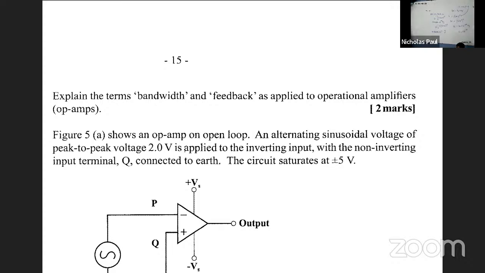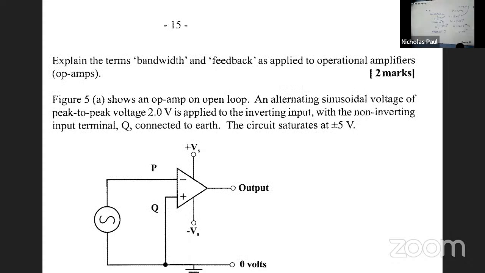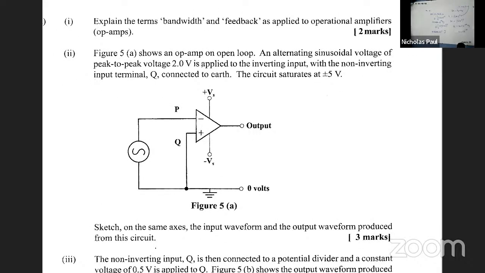And what does feedback do again? Negative feedback will drop the gain of the op amp.